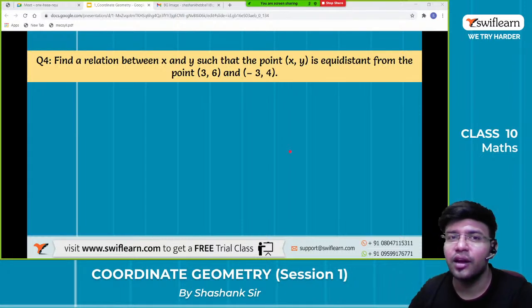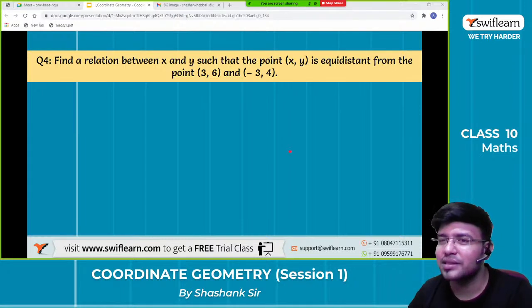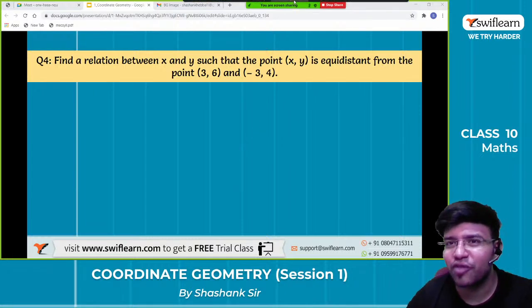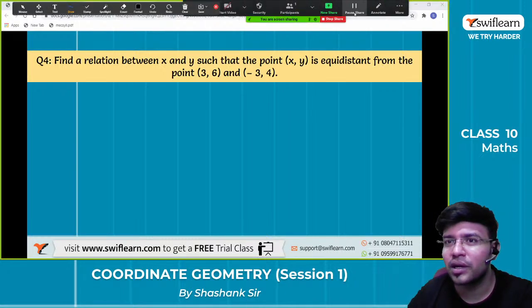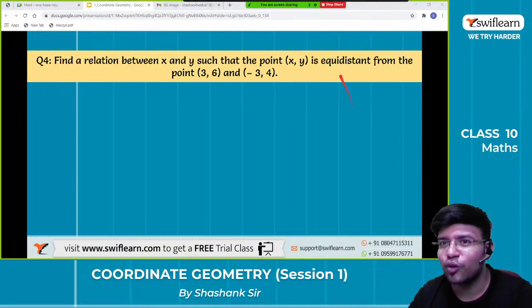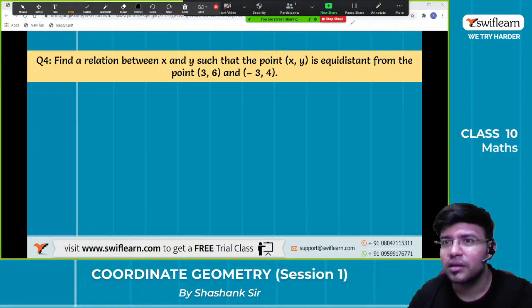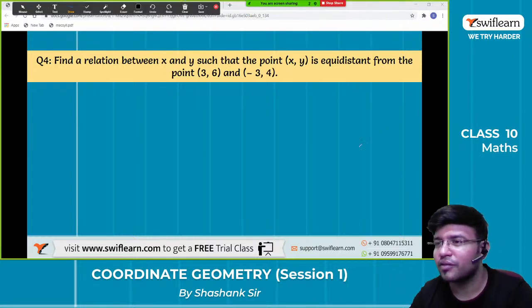Find the relation between x and y such that (x, y) is equidistant from the points (3, 6) and (-3, 4). The same thing, we have done this. What we need to do here is find the equation of a line which is equidistant from these 2 points.